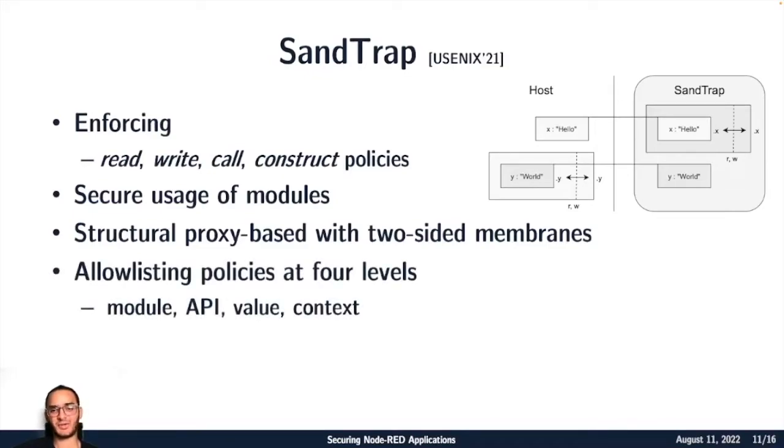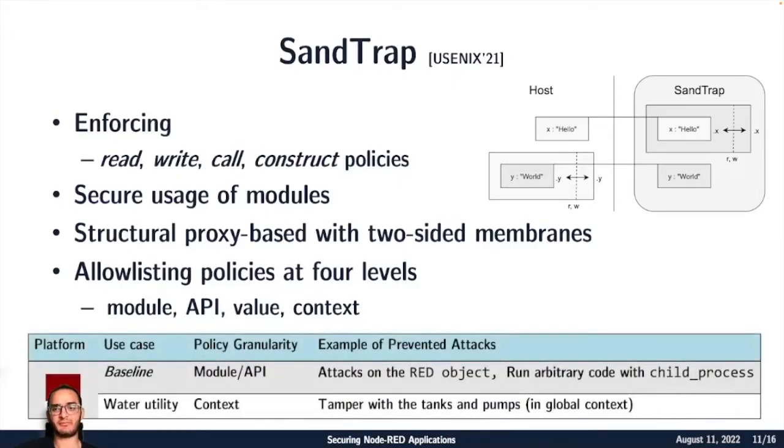On the other hand, Sandtrap allows the user to introduce policies at the desired levels: module, API, value, and context. We have instantiated Sandtrap for Node-RED and showed that the mentioned attacks are now prevented by the policies coming from the graphical flows. By default, and as a baseline policy, Sandtrap doesn't permit any node modifying the red object or using any modules other than explicitly stated in the node's policy. We also prevented the attacks on shared context, such as the one explained in the water utility example.